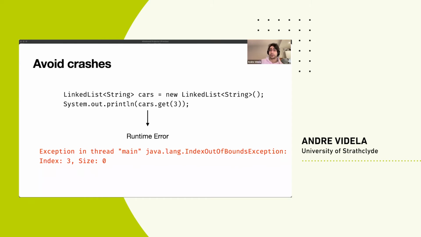So there are 2 solutions. Either we force the user to put at least 3 things, or we stop the compiler from allowing us to call the function get3 because we don't have 3 elements in them. And we're going to see how we can solve this with dependent types.